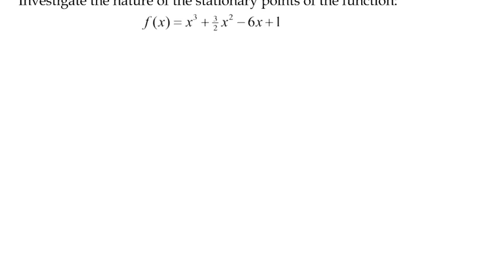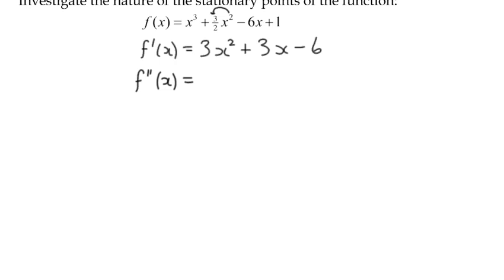So for a given function f of x, the first derivative, sorry, is going to be 3x squared plus 2 times 1.5 is 3x, and then we've got minus 6. For the second derivative, which we write as f double prime of x, you just differentiate again: 2 times 3 is 6x, plus, and 3x differentiates to 3, and that's our second derivative function.